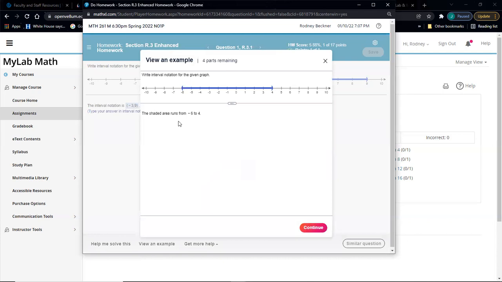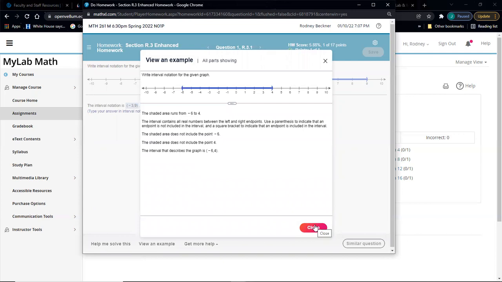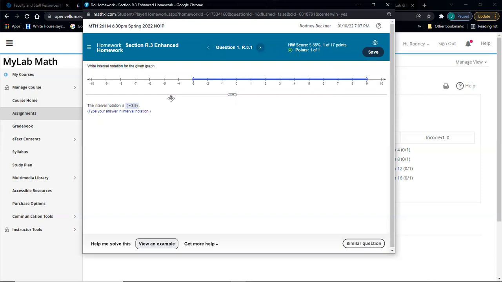Well, the shaded area runs from -6 to 4. Continue. The interval contains all real numbers from the left and right endpoints. Use a parentheses to indicate the endpoint is not included. So parentheses means open. It means every number up to -6, but not -6. And since that says a parentheses, the interval notation would be exactly the same. So the interval notation is -6 to 4 in parentheses, close. And maybe that would teach you enough to do this problem.